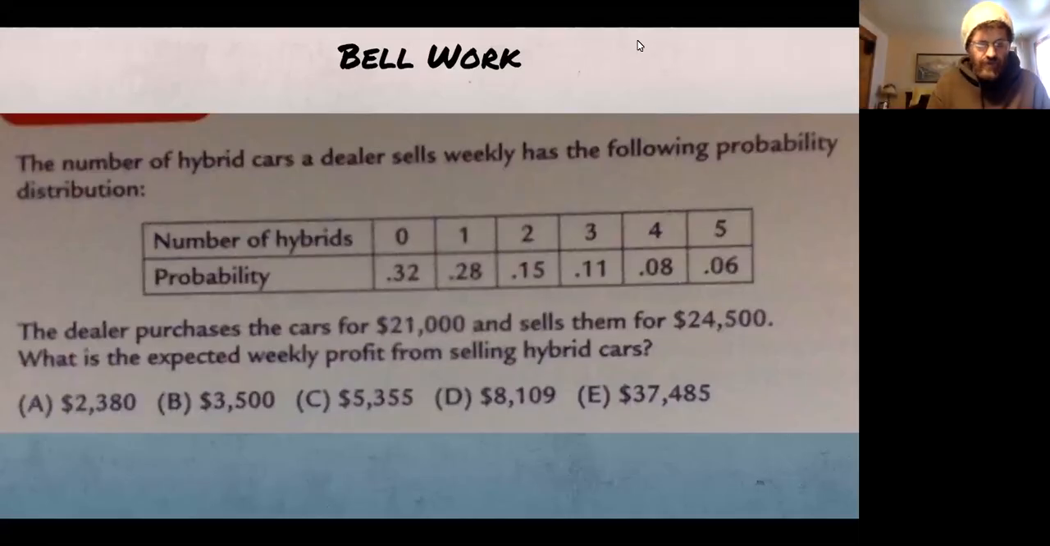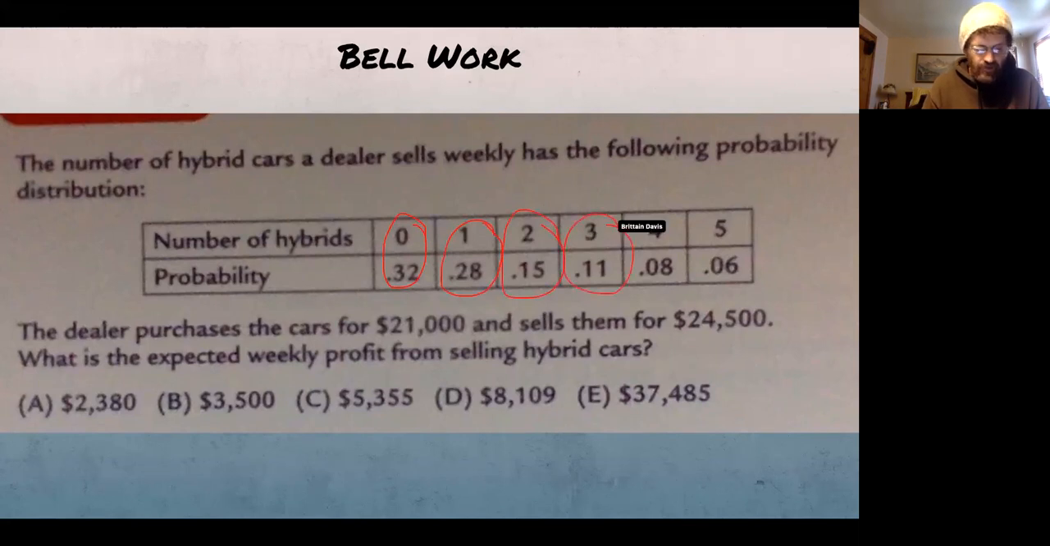Okay, so this problem right here, as I'm getting logged in, this is a probability distribution for a random variable. We don't know exactly how many cars are going to be sold in a given week, but we know how many we expect, or we can calculate that at least. So remember, the easiest way of doing that, we can just take each of the numbers and the probability and multiply them together, add it all up. So I could do 0 times 0.32 plus 1 times 0.28 plus, and so on down the line.